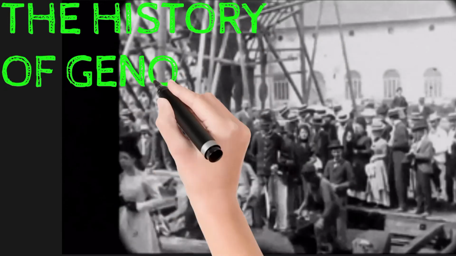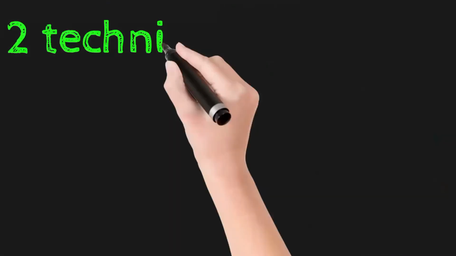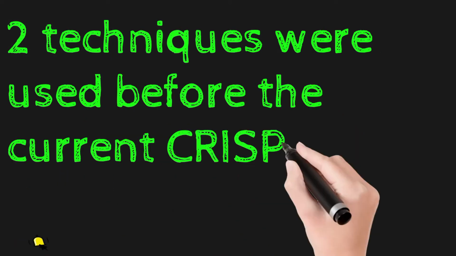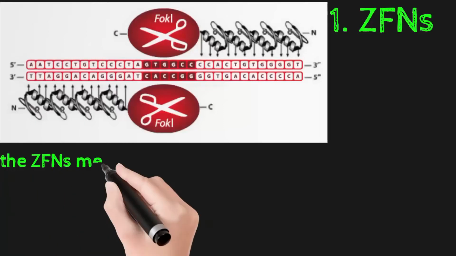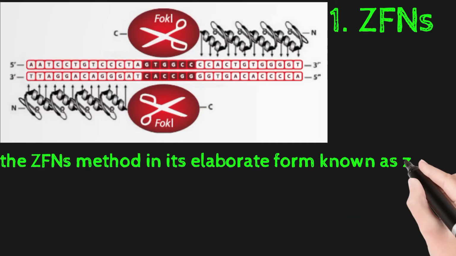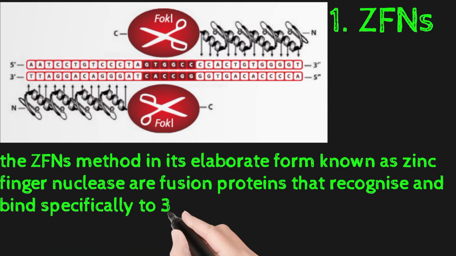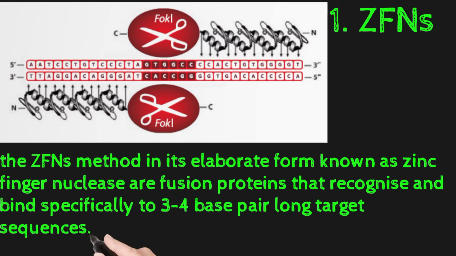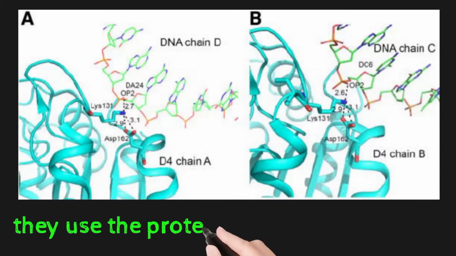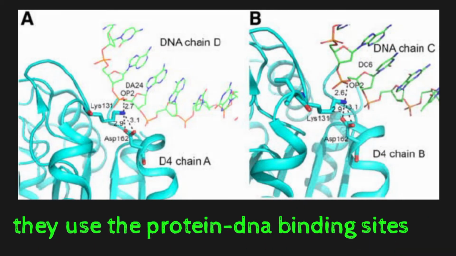The history of genome editing dates way back to the late 1900s. Two techniques were used before the current CRISPR-Cas9 scissors. The ZFN method, in its elaborate form known as zinc finger nuclease, are fusion proteins that recognize and bind specifically to 3 to 4 base pair long target sequences. They use the protein DNA binding sites.